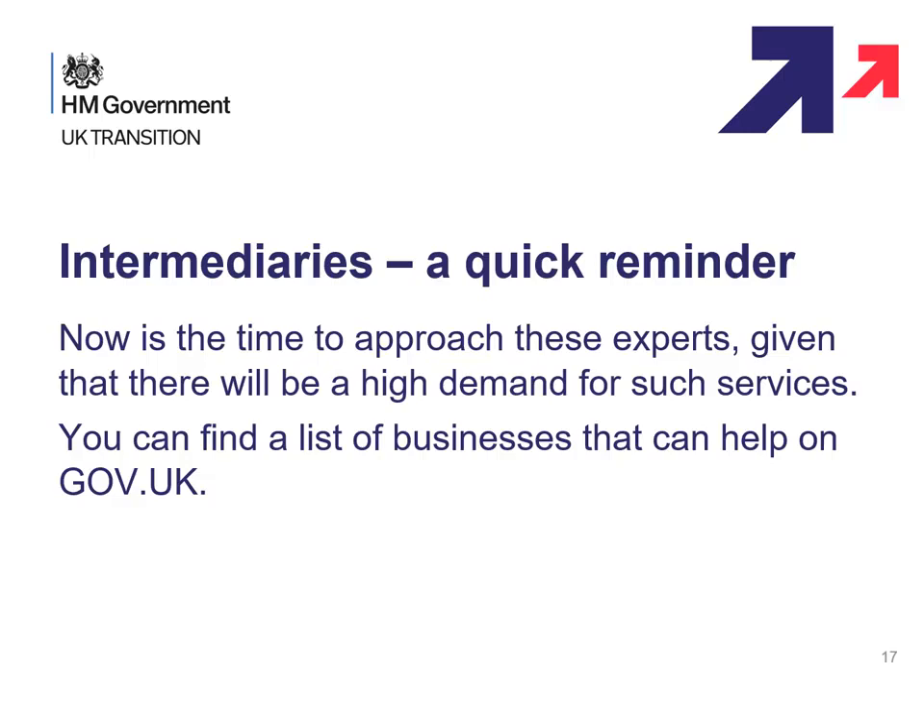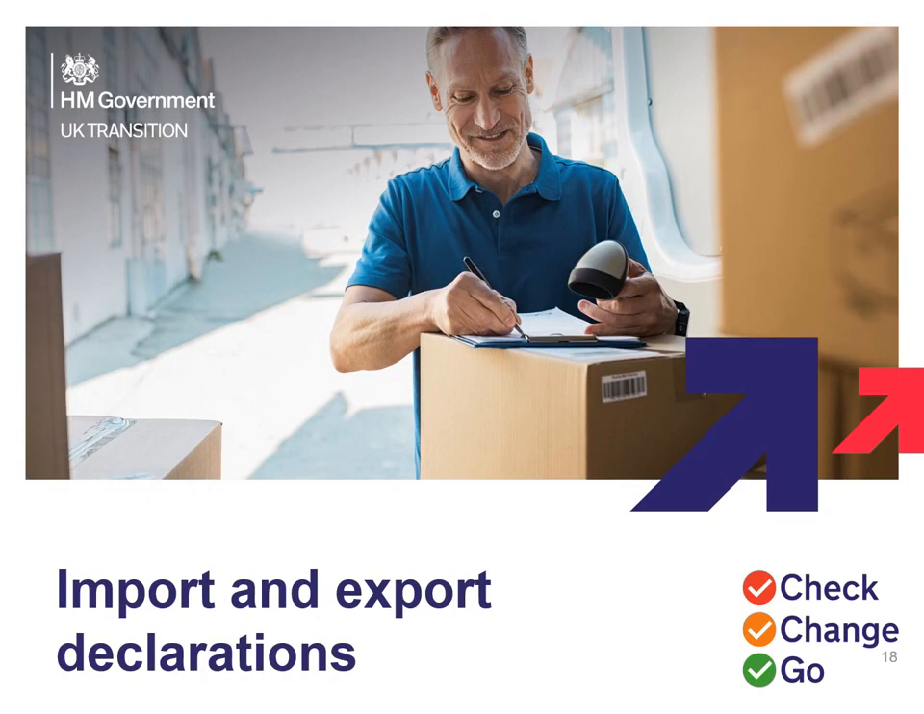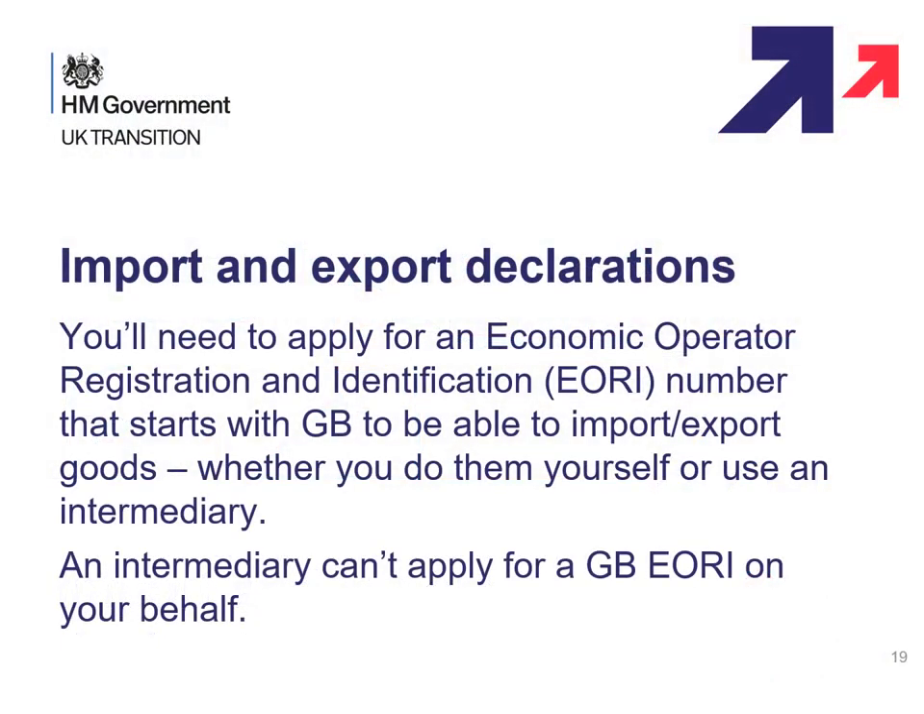We're now going to look at what your responsibilities are if you use an intermediary. Whether you're importing, exporting, or both, there are specific actions you must take for both types of declarations. You need to apply for an Economic Operator Registration and Identification Number, that's an EORI number, that starts with GB. Your business must have one to import and export goods, whether you do your own declarations or an intermediary does them for you. An intermediary can't apply for a GB EORI number on your behalf.